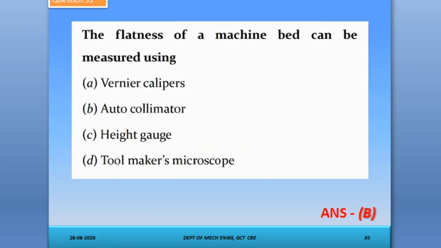The flatness of a machine bed can be measured using which instrument? Vernier caliper cannot be used for measuring a machine bed. Autocollimator, height gauge, tool maker's microscope: these three are wrong. The autocollimator is what is used to measure the flatness of a machine bed. Option B is the correct answer.